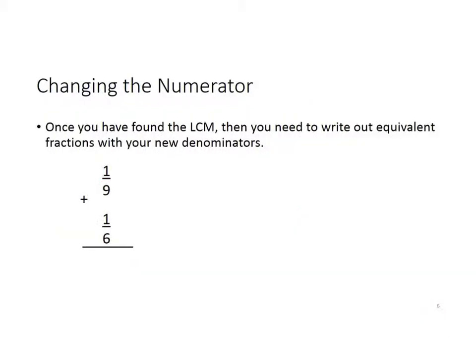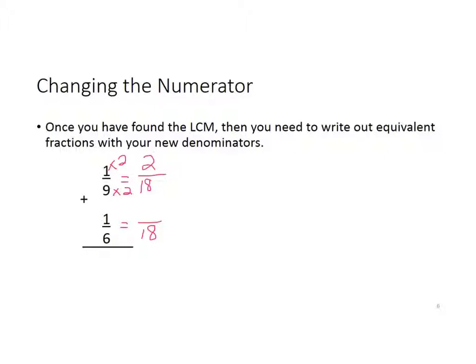Now once you find the least common multiple, you're going to need to write out equivalent fractions with our new denominators. 1/9 plus 1/6. We know that 18 was the least common multiple, so we're going to have to make that our new denominator. To do that, we have to look at how we got from 9 to 18. What we did is we took 9 times 2 and that got us 18. Whatever you do to the bottom, you have to do to the top to make it fair and equivalent. 1 times 2 is 2.